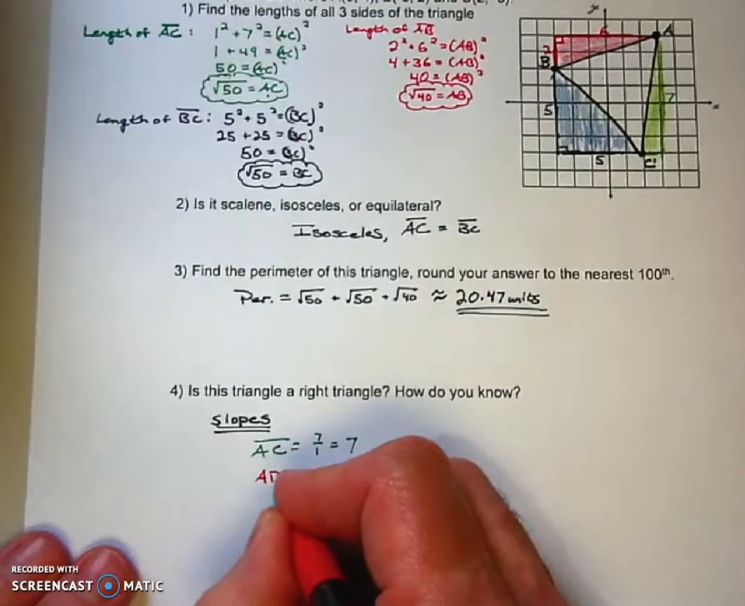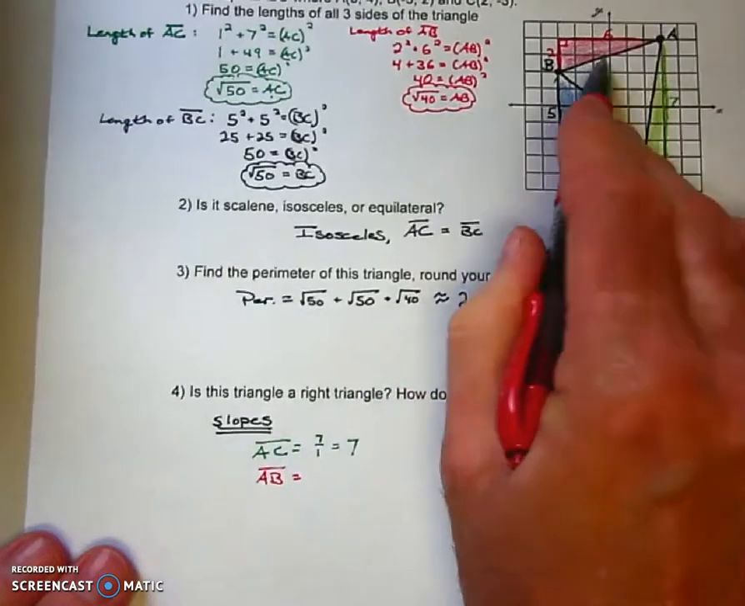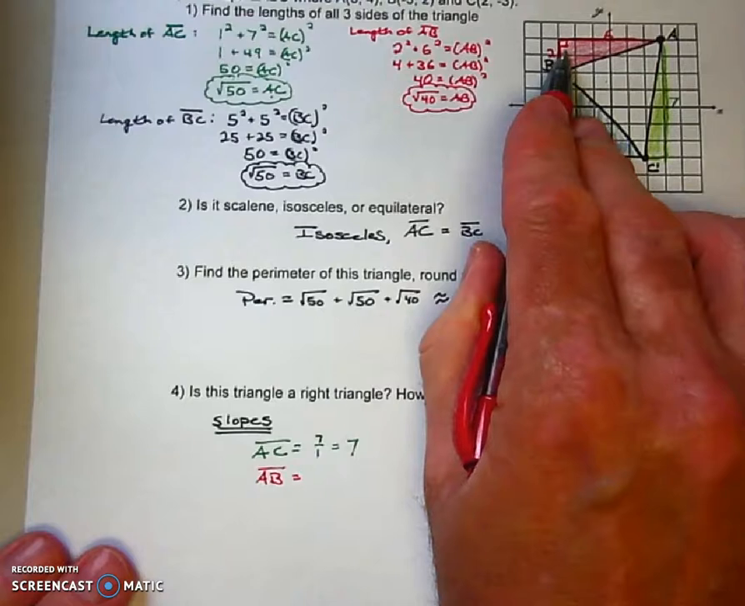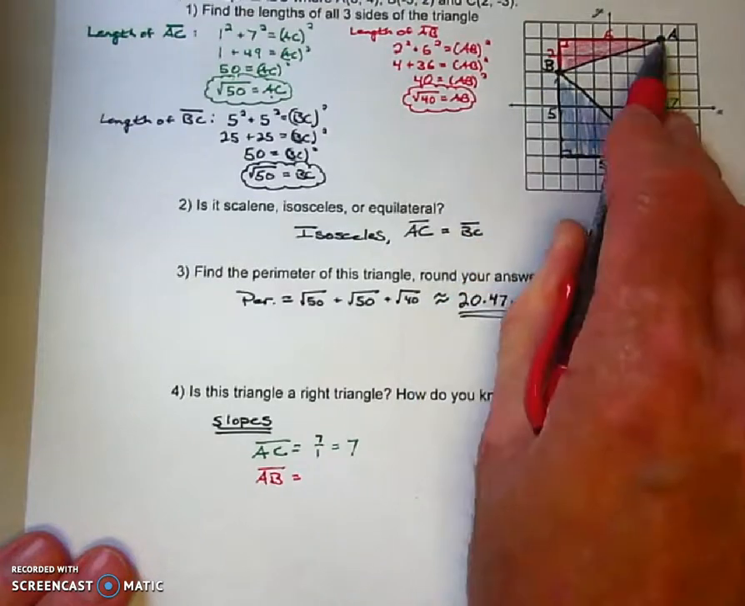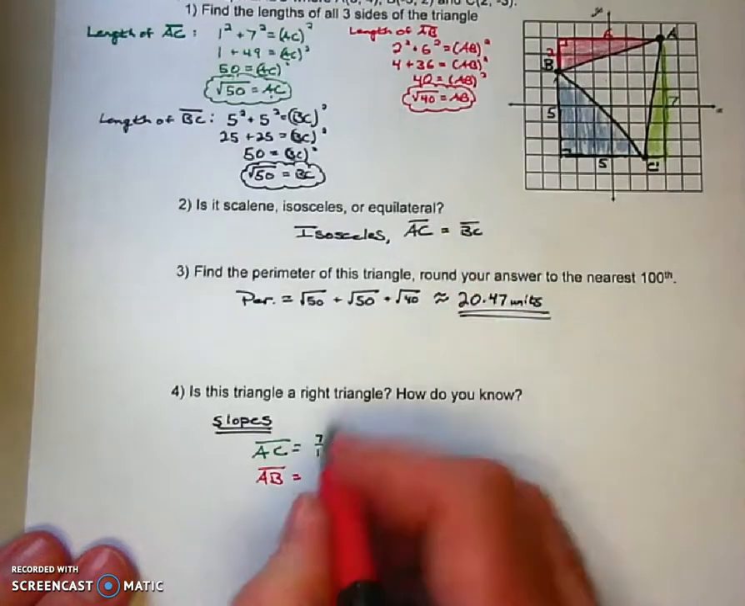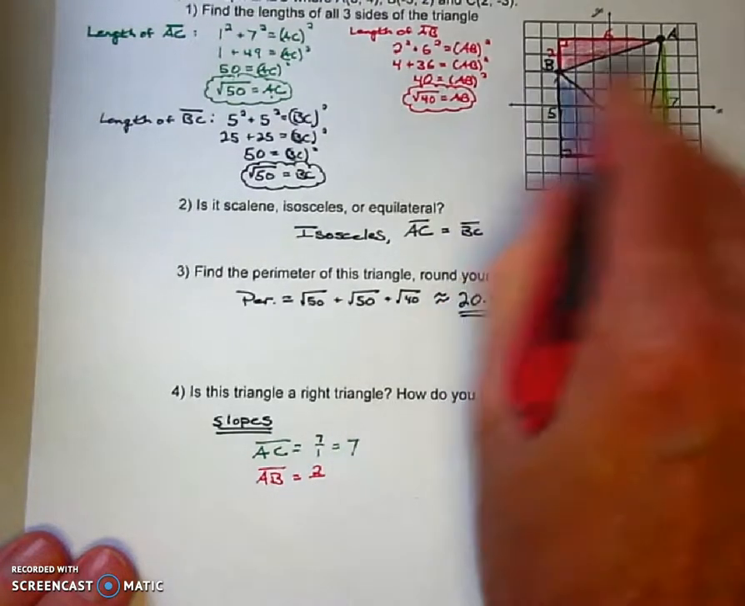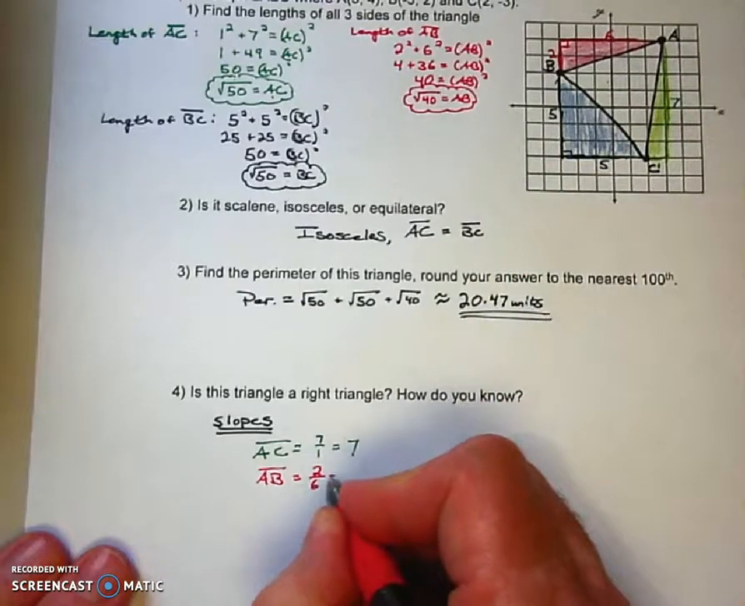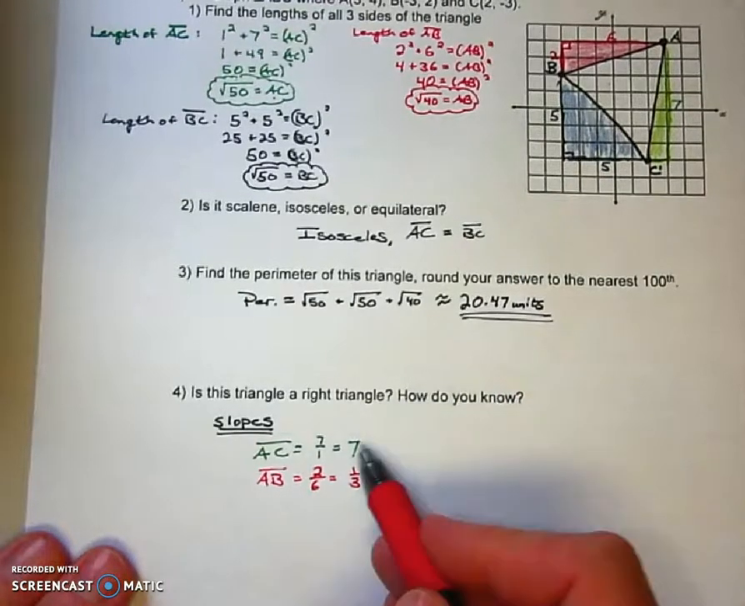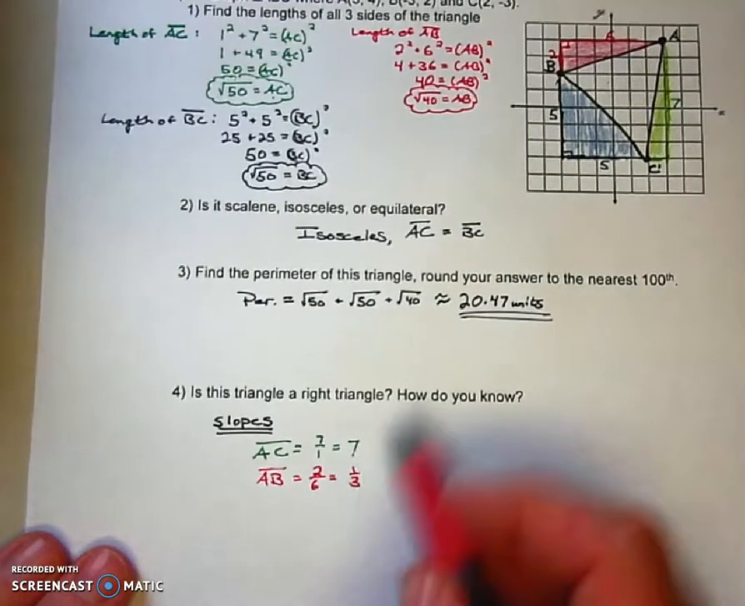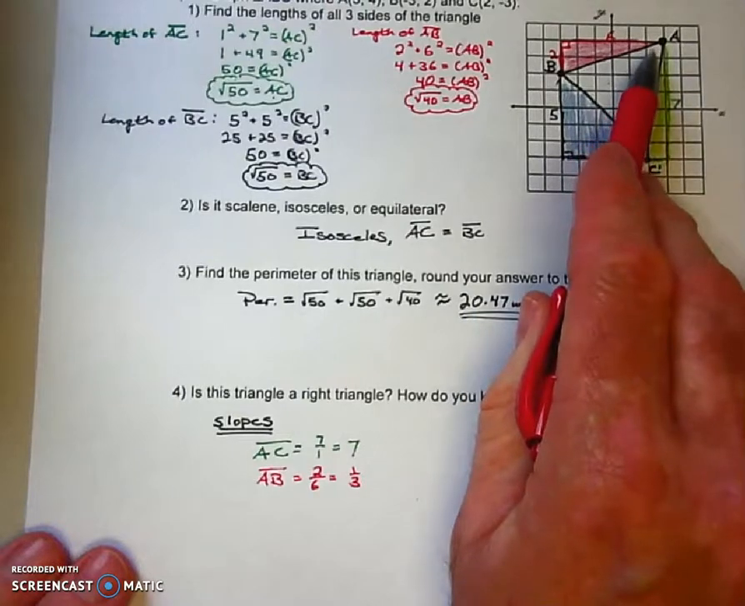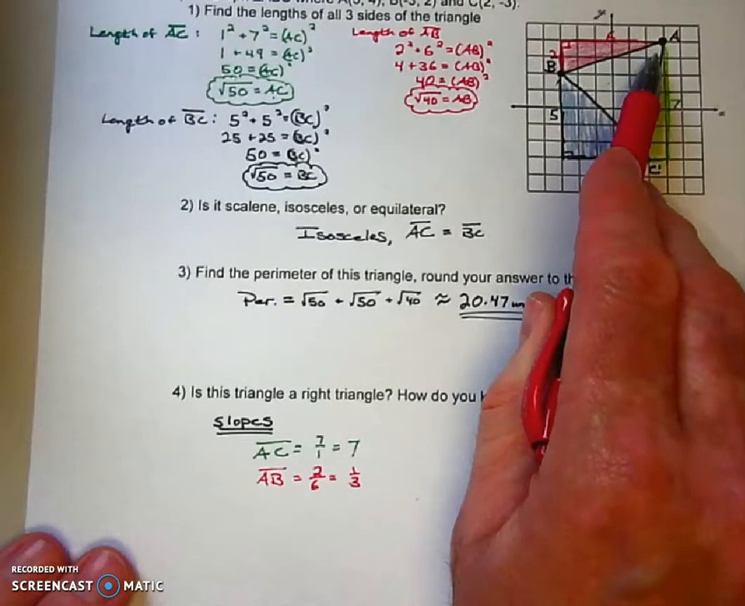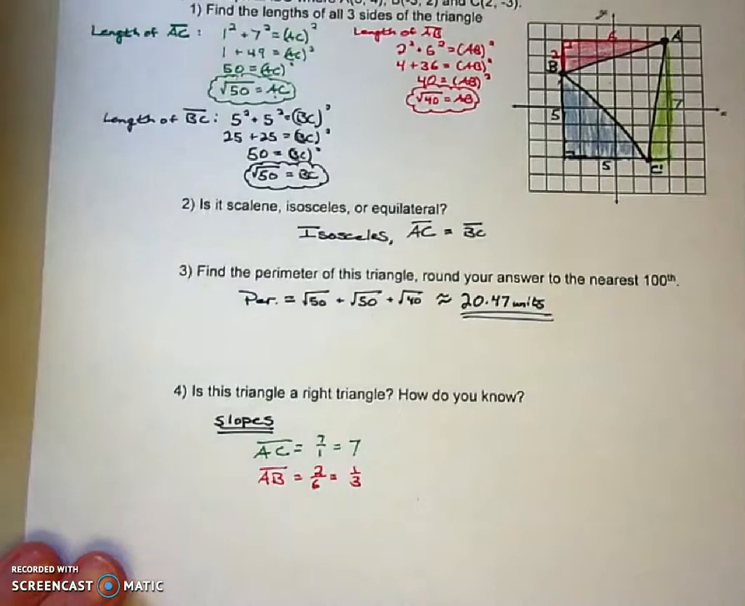Line AB is the red one. And again, the slope triangle is already drawn. The slope here going from B to A is a rise of 2 and a run of 6. And that reduces down to 1/3. So these are not opposite reciprocals. So that would mean this angle right here is not a right angle, the angle between the green and the red. So we have one more left.